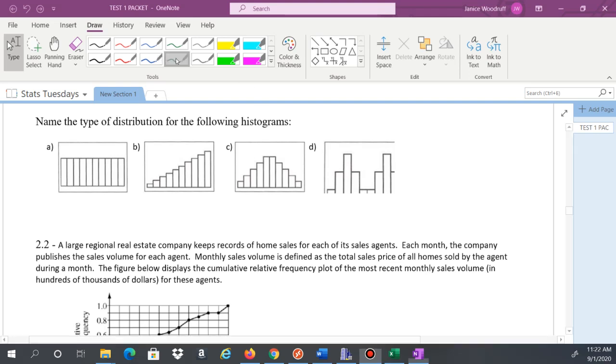All right, so the type of distribution in A, uniform. Good. What about B? Skewed left. Okay, so we're looking, this is the small part. Where the tail is, that's the skew. So this is skewed left. What about C? That's normal distribution. Nice. In the middle, looks like the mean, median, and the mode are all the same. Okay, that's what we like.